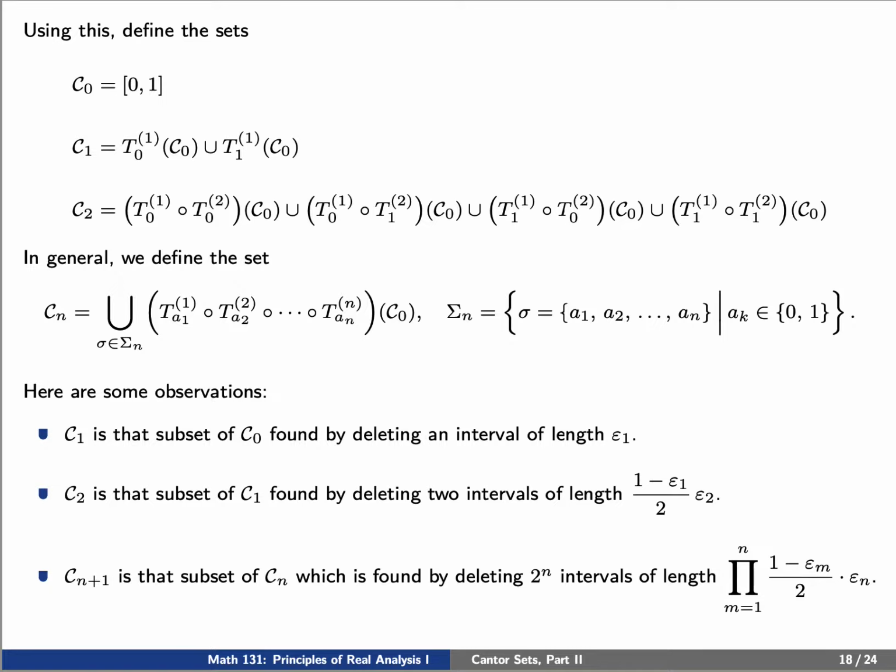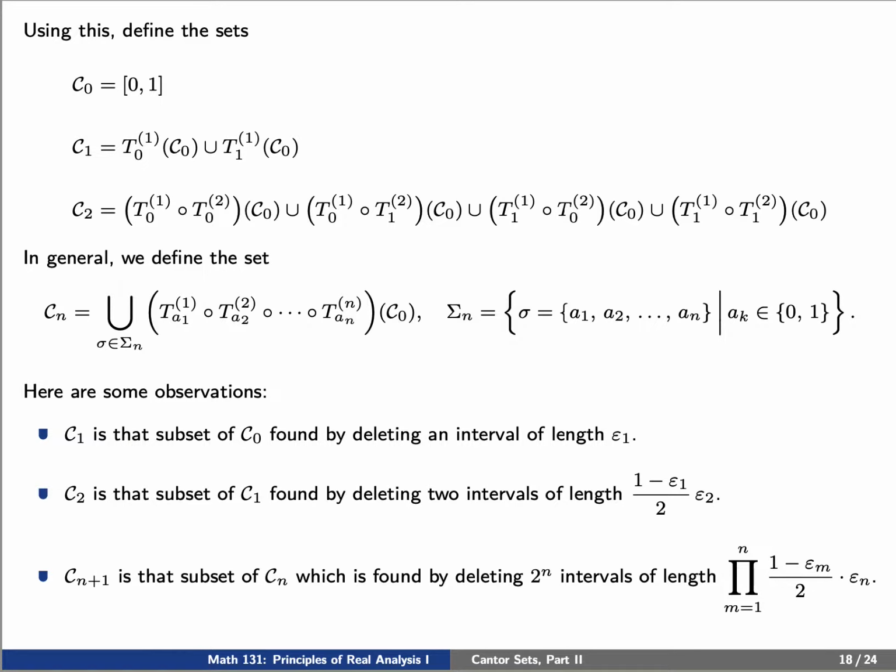Here are some observations. C1 is that subset of C0 found by deleting an interval of length epsilon 1. This is the reason why we've introduced these parameters epsilon 1, epsilon 2, and so forth, that we'd actually like to keep track of the length of the intervals we're deleting. C sub 2 now is that subset of C sub 1 found by deleting two intervals of length (1 minus epsilon 1) over 2 times epsilon sub 2.